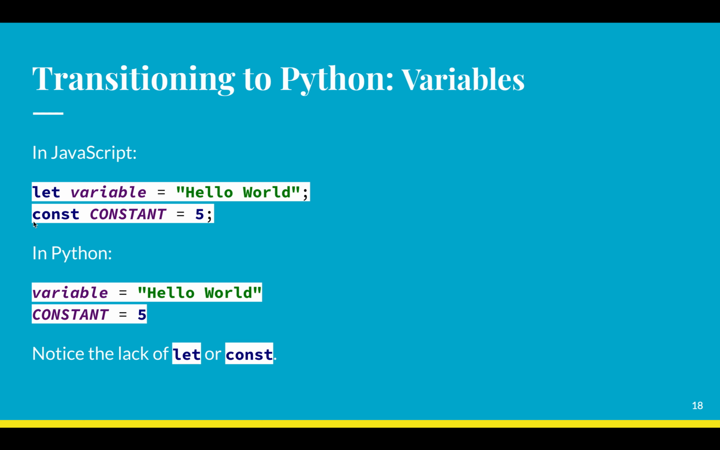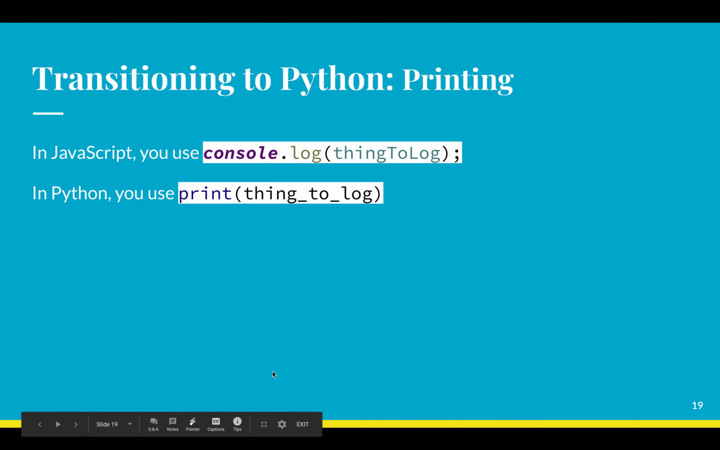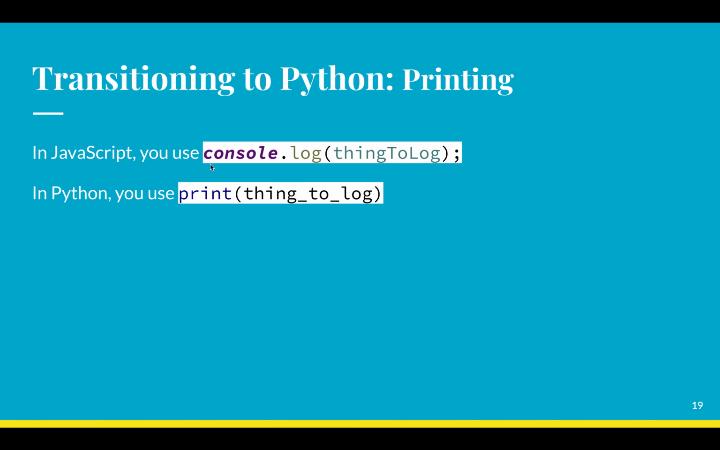In JavaScript, again, for constants, we put the word const before the variable name in all upper caps. Whereas in Python, we just have a variable name in all upper caps, and we just don't change it in the code. Again, no let, no const. In Python, we use the print function, which functions similarly to JavaScript's console.log.